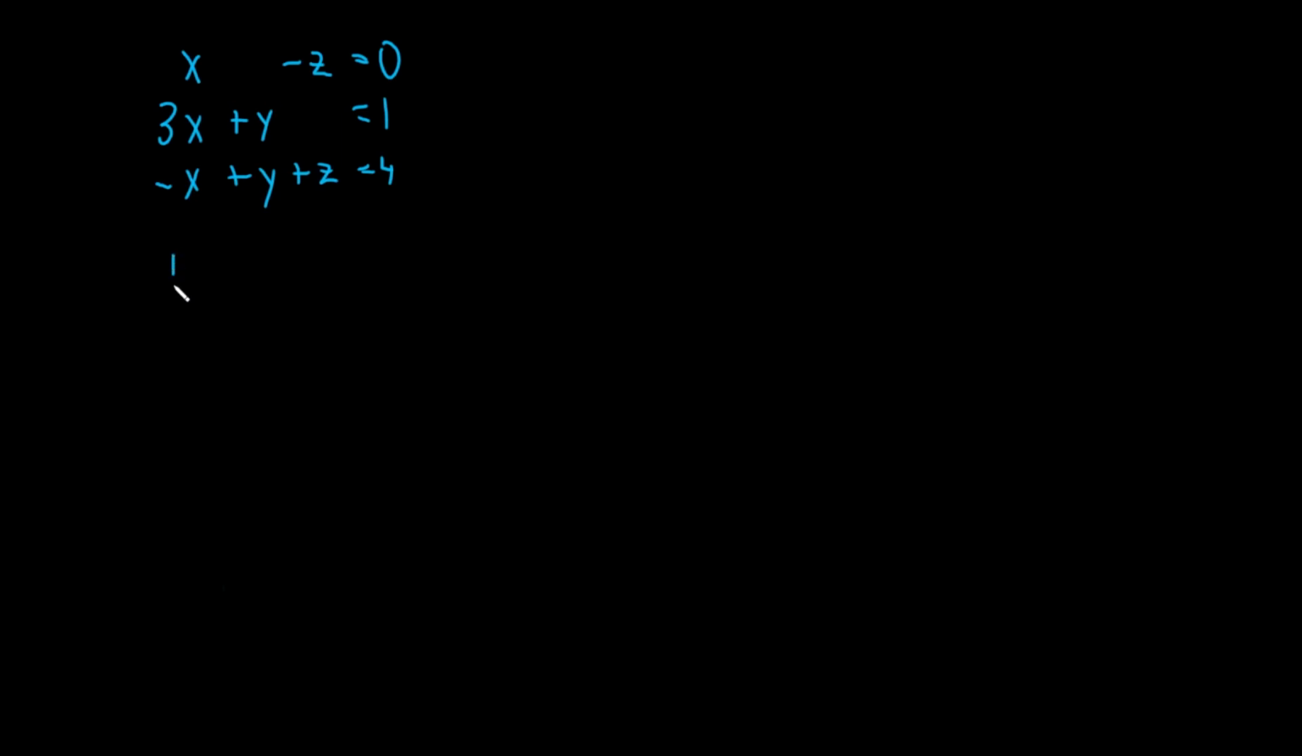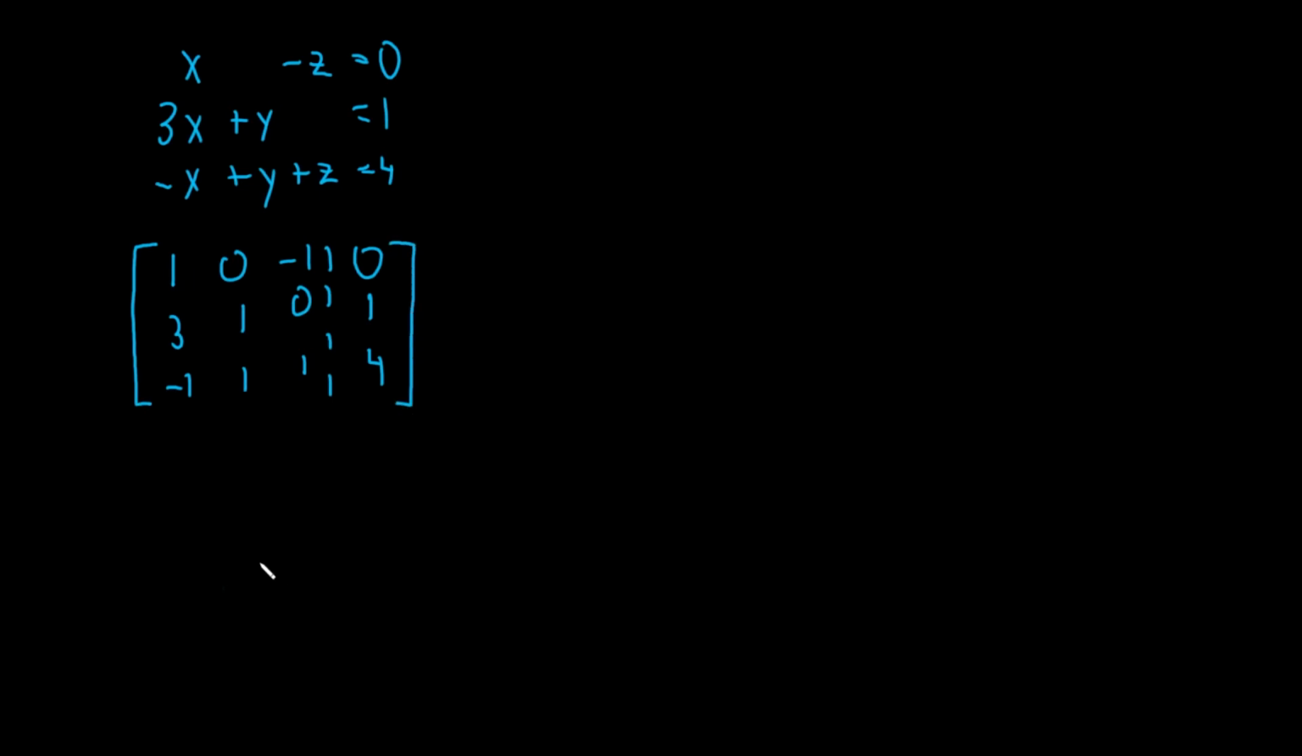So this matrix is 1 and then y is 0 because it's plus 0 y minus 1. And the last column, which is just added on, of what all of these equations are equal to, represents this 0 here. 3, 1, 0, 1. Minus 1, 1, 1, and 4. So this matrix represents this system of equations.